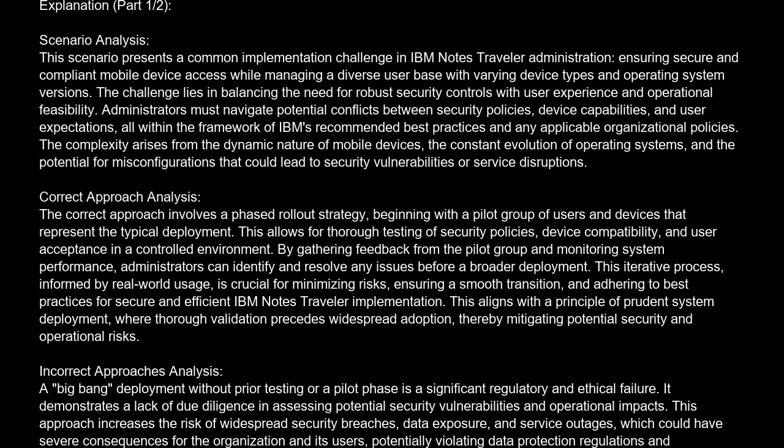A big bang deployment without prior testing or a pilot phase is a significant regulatory and ethical failure. It demonstrates a lack of due diligence in assessing potential security vulnerabilities and operational impacts. This approach increases the risk of widespread security breaches, data exposure, and service outages, which could have severe consequences for the organization and its users, potentially violating data protection regulations and organizational security policies.